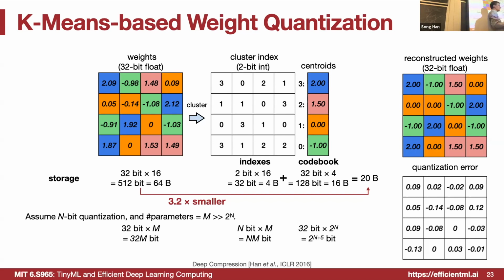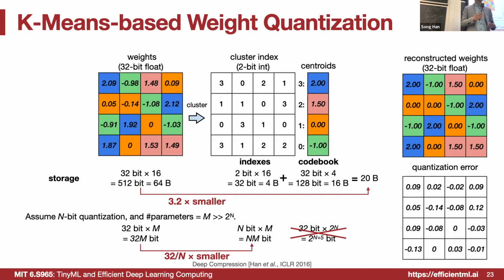For the indices, we need n m bits. And for the codebook, we need 32 bits for each number times 2 to the power of n entries. Since this number is pretty small, we have only like 16 numbers in the 4-bit case, we can ignore that part. So the compression ratio will be 32 divided by n.